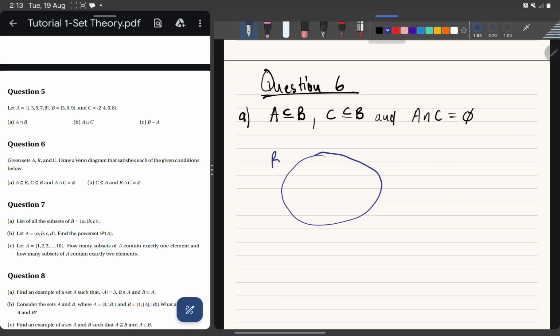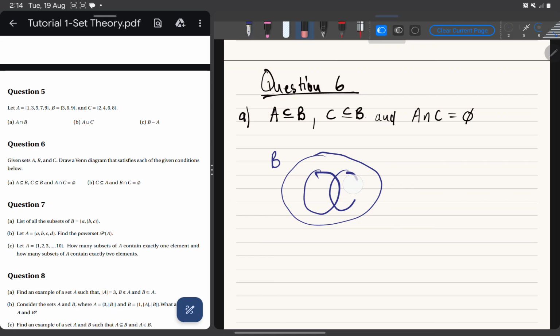This could be my set B. And if A is a subset of B and C is also, I could just put them inside, and yet they would have nothing in common. So they don't cross. They're disjoint. Because if they had something in common, they would cross like that. But I'll just put them inside in such a way that they don't do that.